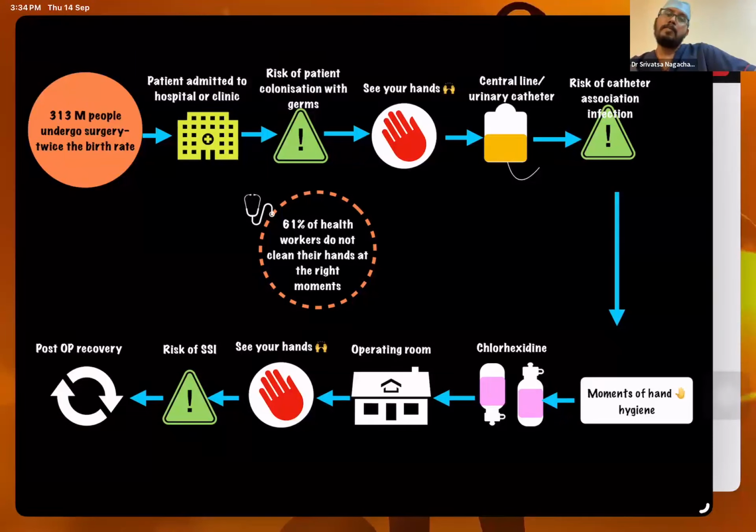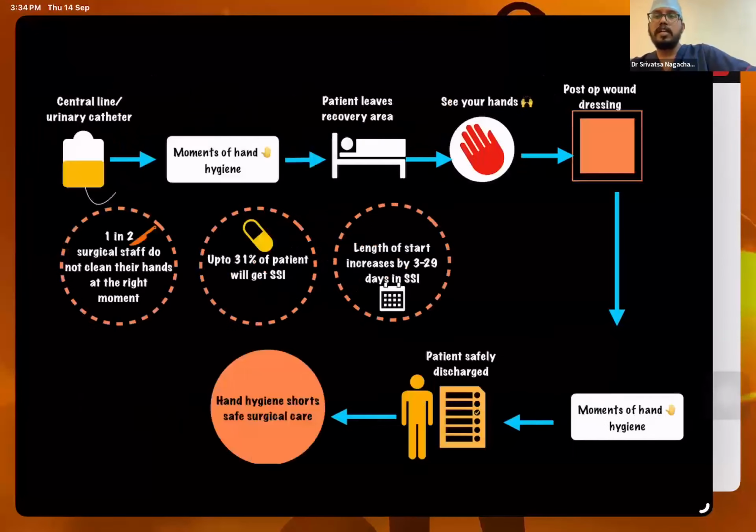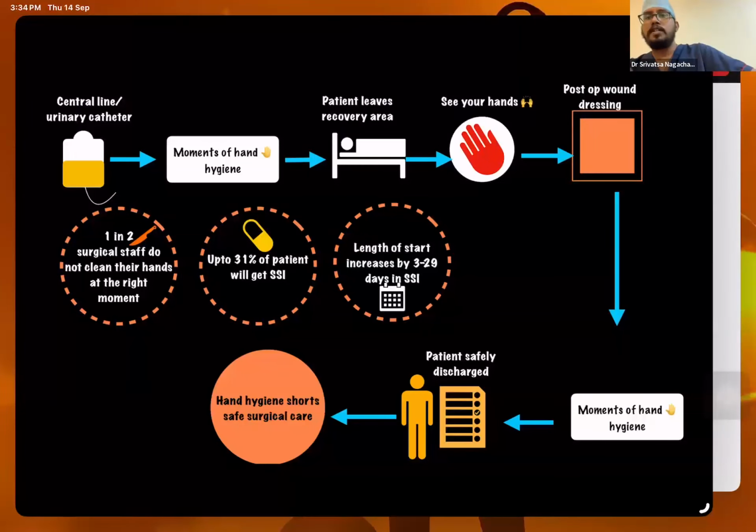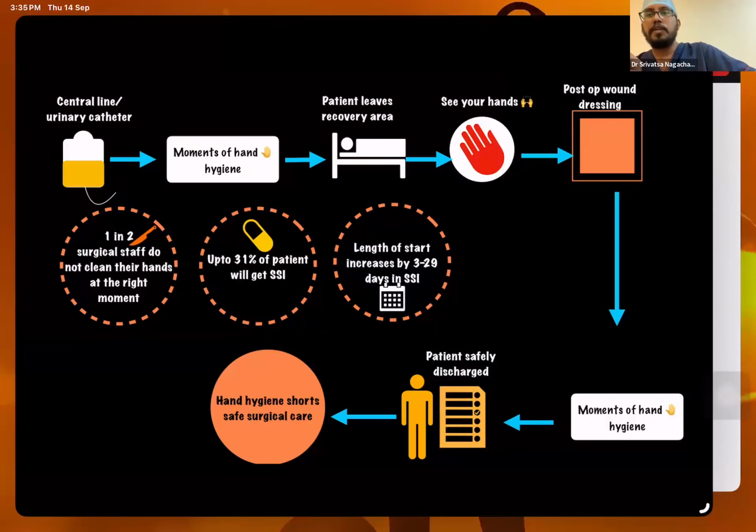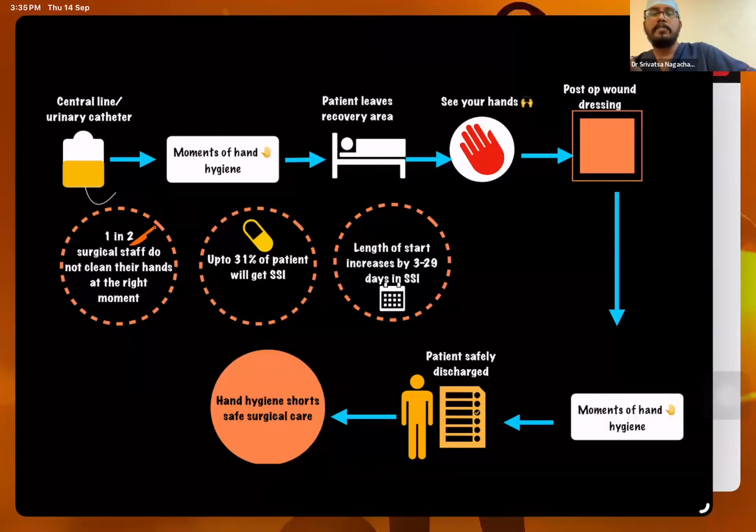And then once the surgery is done, the risk of surgical site infection increases. And once that patient is shifted to the post-op recovery, again the lines and tubes are cared for, again our moments of hand hygiene come in. So these are the areas where you need to be very careful. If you don't do that, the patient will never ever get discharged to their homes. They'll be circling around in the hospital. So if that moment of hand hygiene is not taken care of, the patient will not leave the recovery room. If the patient doesn't leave the recovery room, the patient will not get discharged.